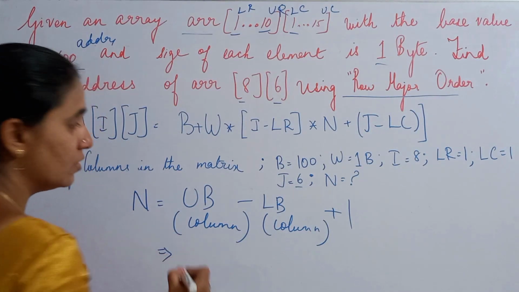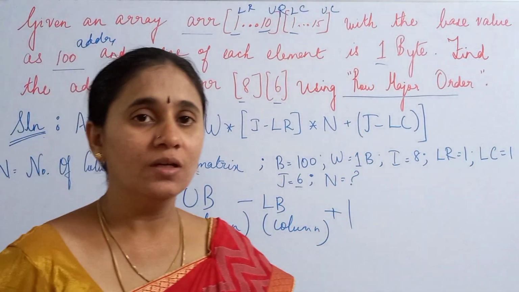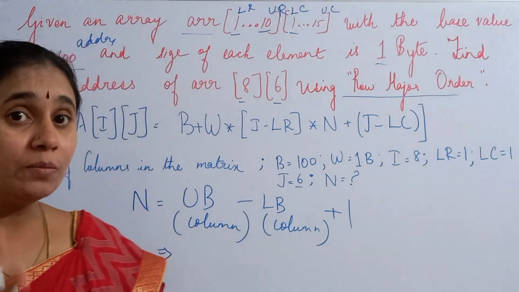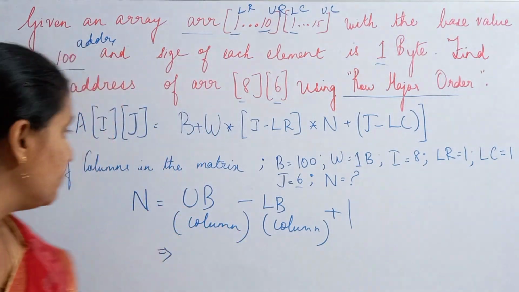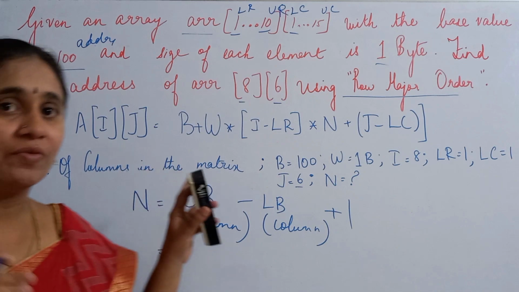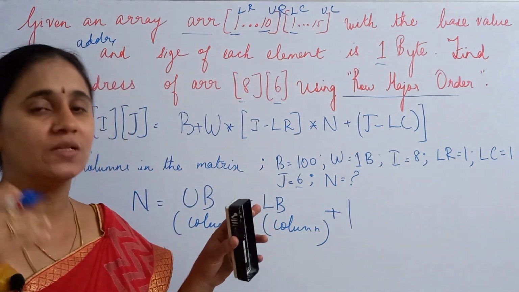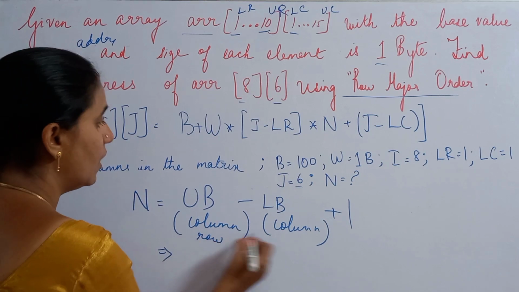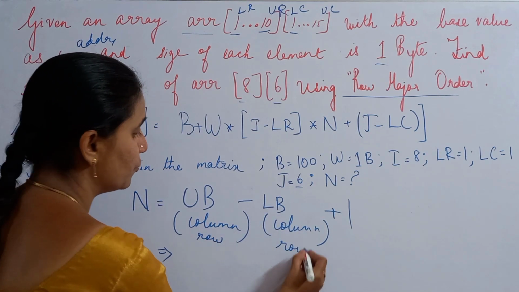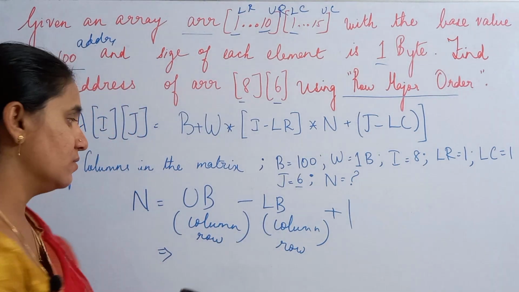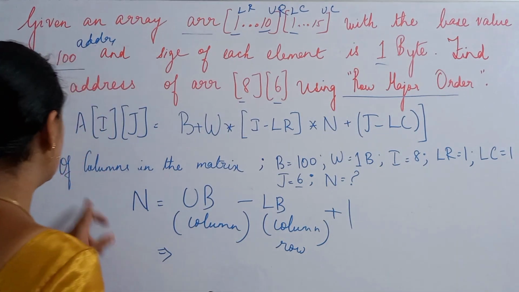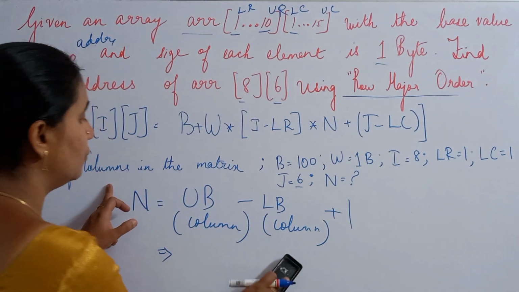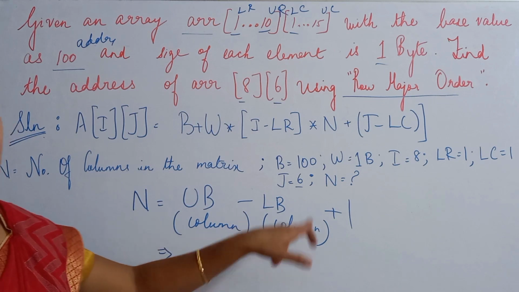Suppose it is column major order. In column major order, instead of columns you have to find rows, the number of rows present in the matrix. So there you write the upper bound of the row and the lower bound of the row and find the answer. Since here we are using columns, I am going to use the upper bound and lower bound of the column.